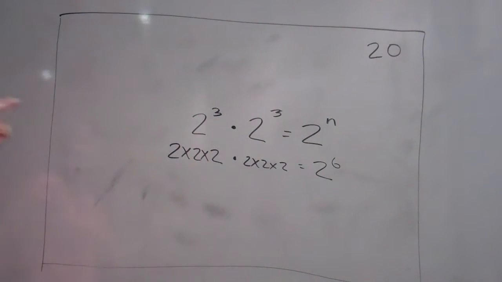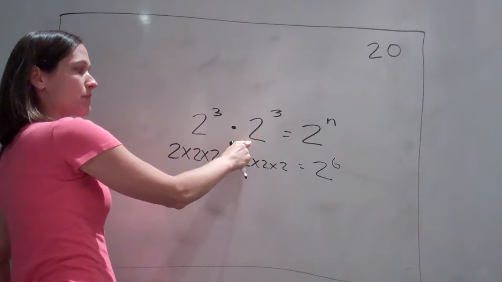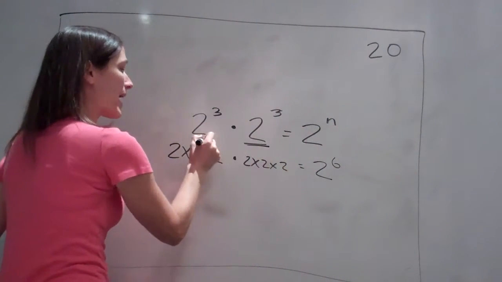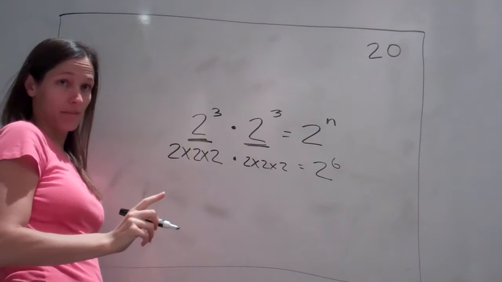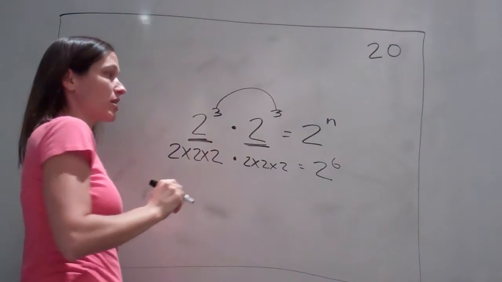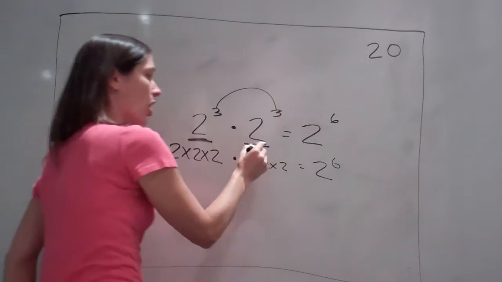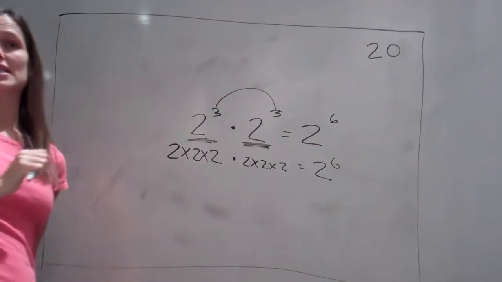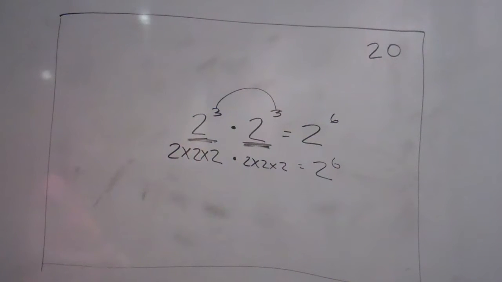Or you can know this. When we multiply exponents, and the base number is the same, you can add these. 3 plus 3 is 6. Only if my base number is the same. Okay? Can it work like that?